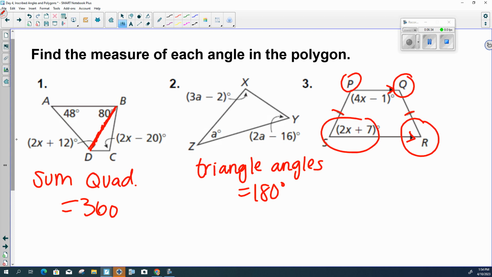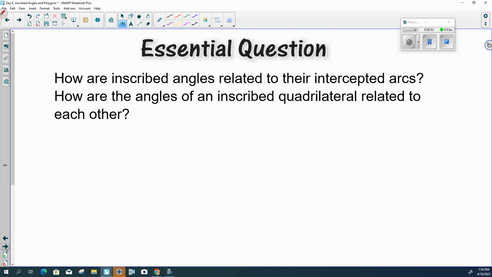You could do 2x plus 7, and you do it again, plus 2x plus 7, plus 4x minus 1, plus another 4x minus 1 would equal 360. So again, these are just reviews of shapes. You may or may not remember that, but it's assuming that we have some prior knowledge, okay?